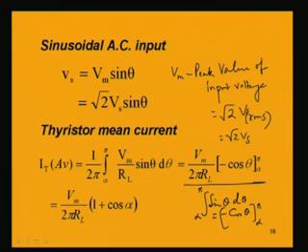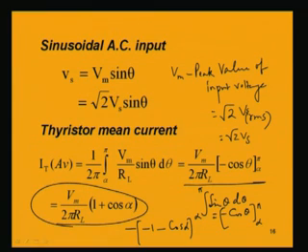Now, evaluating cos theta between alpha to pi, minus can be taken out. So, cos theta between alpha to pi, cos pi is minus 1 minus cos alpha. So, minus can be taken out, what we will be getting finally is 1 plus cos alpha. So, this is the expression for the average current in a thyristor, which is Vm by 2 pi RL into 1 plus cos alpha.